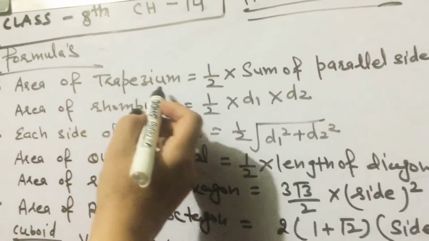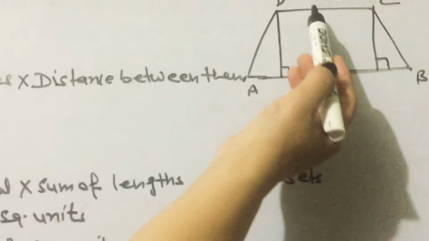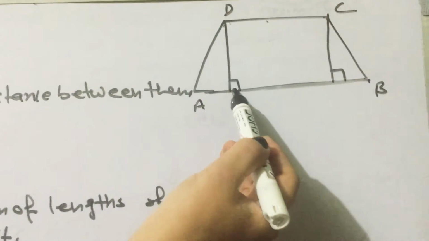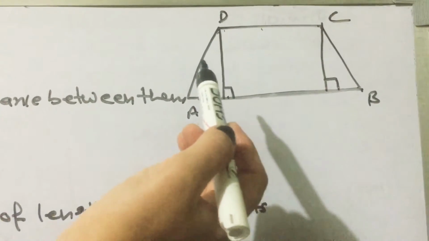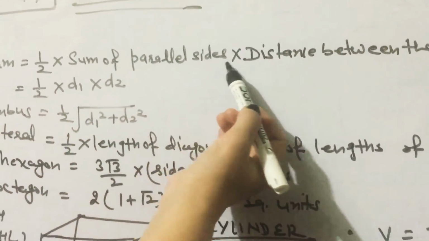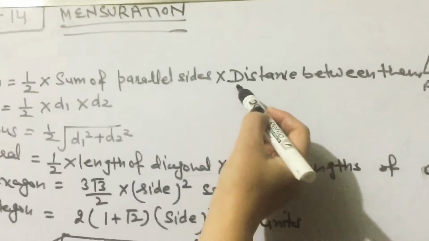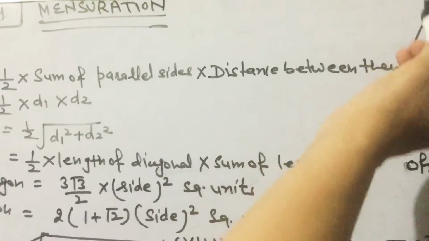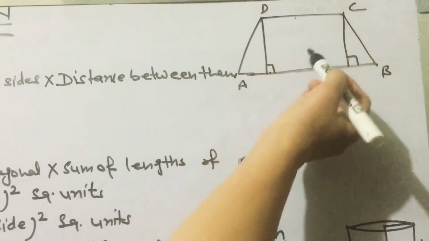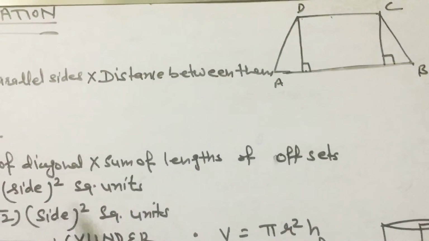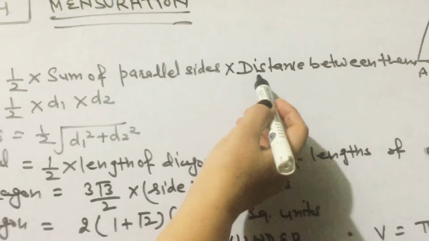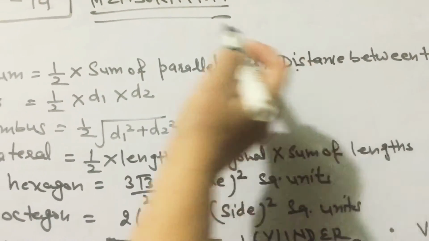Area of trapezium. The figure of a trapezium is here. There are two parallel sides. This is the distance between the two parallel sides. If we have to find the area of a trapezium, the formula is 1 by 2 into the sum of parallel sides into the distance between them. Distance between them means the height of this trapezium. Parallel sides are here, AB and CD. These two are the parallel sides, and into the distance between them. 1 by 2 into the sum of parallel sides into the distance between them. This is the formula to find the area of a trapezium.